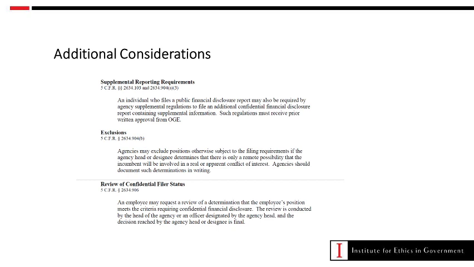Exclusions from filing: agencies within your discretion have the ability to exclude positions from filing. That is within your purview. 904B explains what those exclusion authorities are. And then finally, the review of confidential filer status. This is basically what are the appeal rights of an employee who believes that they have inappropriately been designated as a confidential financial disclosure filer. And again, you'll find that in 2634-906, as well as in the review guide.